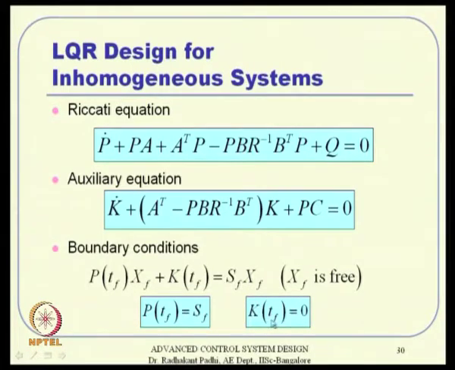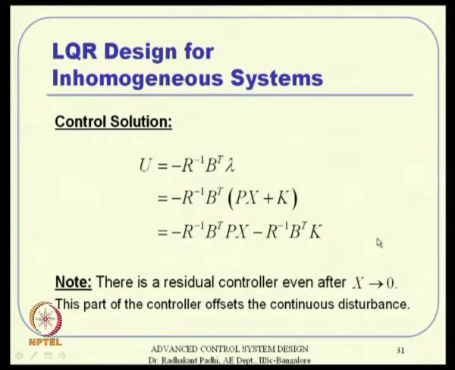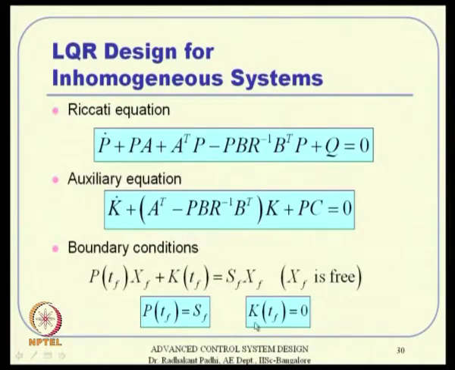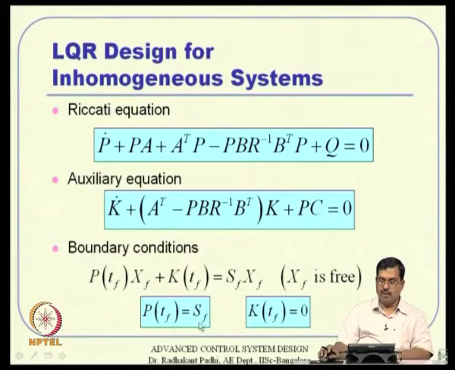So, with K of T f equal to 0 and this differential equation, I can integrate this auxiliary equation backward from T f to T 0. With the boundary condition for P and its differential equation, I can integrate backward again. So, I will have the solutions for both P and K ready. This integration process can be done backward, and make sure that you store these solutions on board. So, you have the solution ready offline, and then you can use it online actually. Using these two differential equations and these two boundary conditions, you can actually solve these equations.